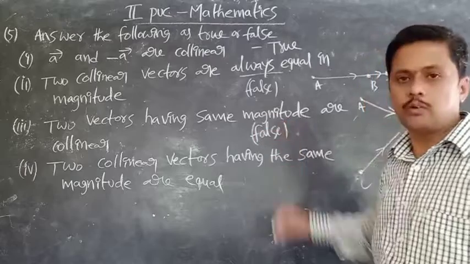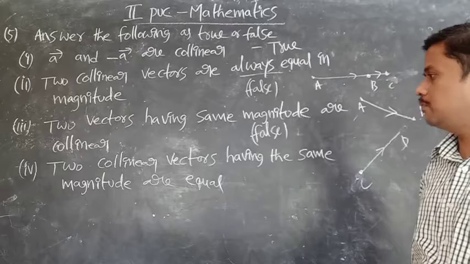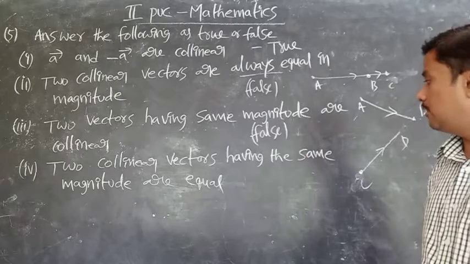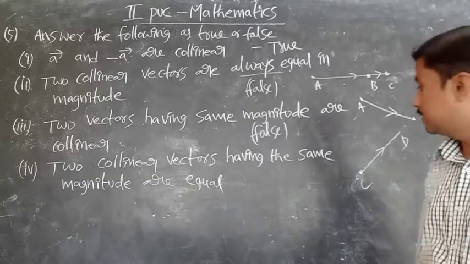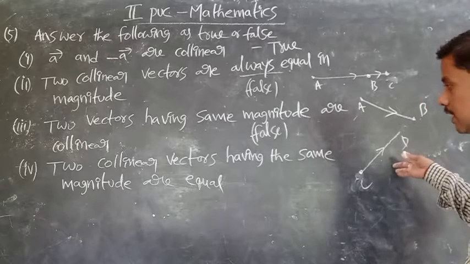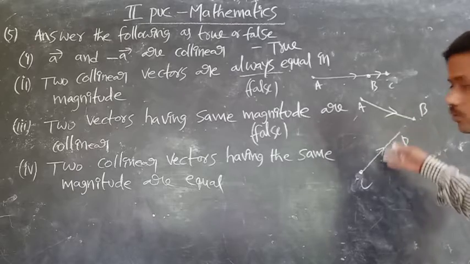Okay, next, the last one. Two collinear vectors having the same magnitude are equal. Two collinear vectors having the same magnitude, are they equal? No, look. Two collinear vectors with the same magnitude, are they equal vectors? Look, they are collinear vectors.